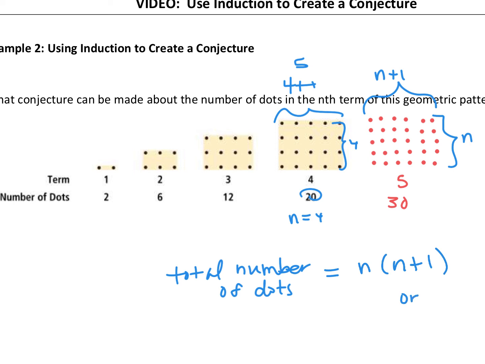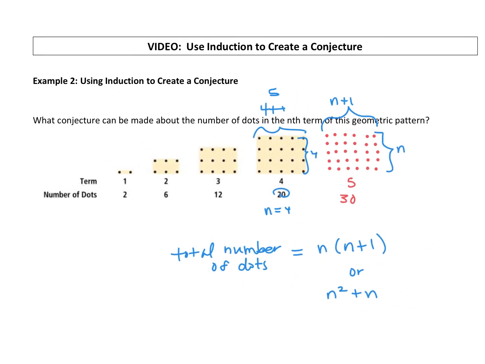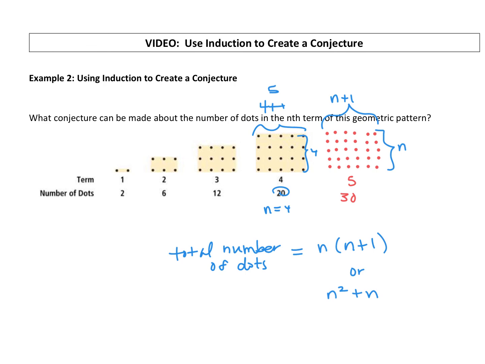We also could represent that with, if we were to multiply it out, n times n is n squared, plus n times 1 is n. So both of those are the same statement, just one is multiplied out, one is showing more of a length times a width idea. But that's our conjecture on how to find the number of dots in the nth term of the geometric pattern.